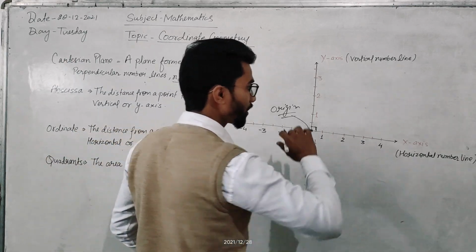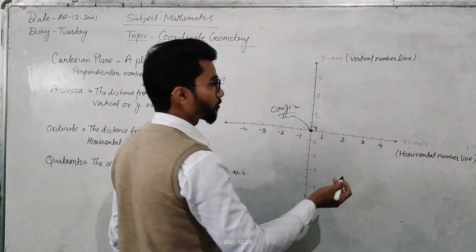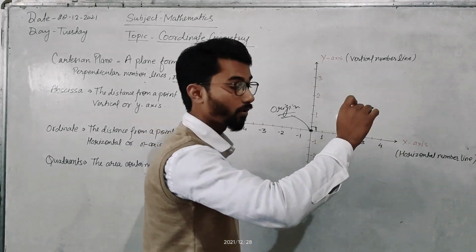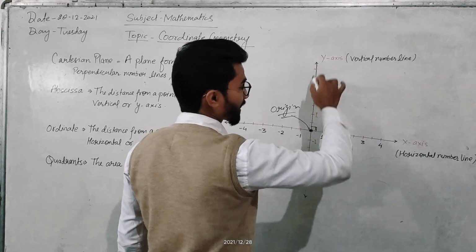This Cartesian plane has quadrants. What are quadrants? Quadrant is the area formed by x-axis and y-axis.